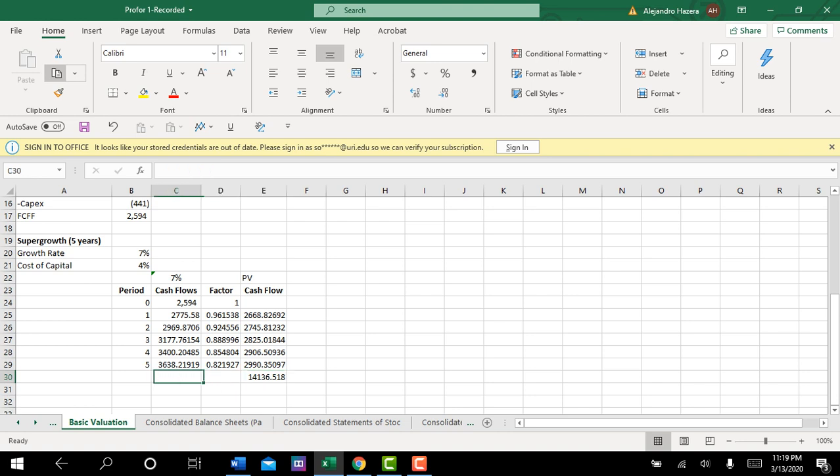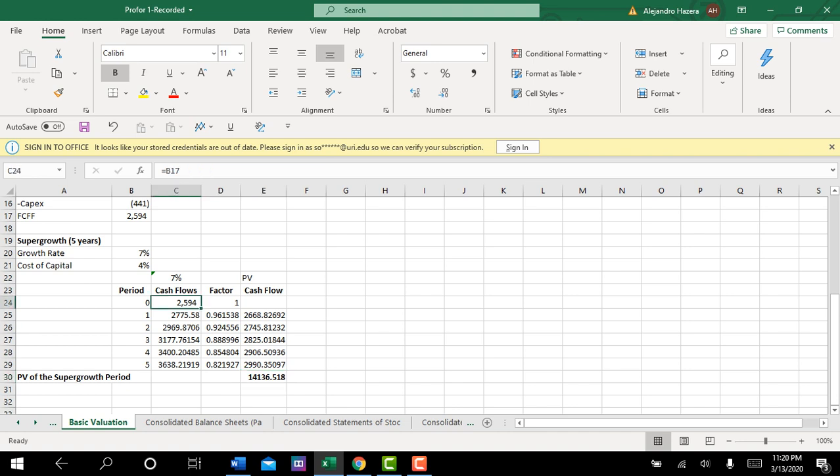Now let's go ahead and label this correctly, and I'll clean up a little bit here. This is the present value of the super growth period. I'm going to put this in bold too, because that's the value of stage one. We've got two stages. One is super growth. The next one is constant growth. So this is the present value.